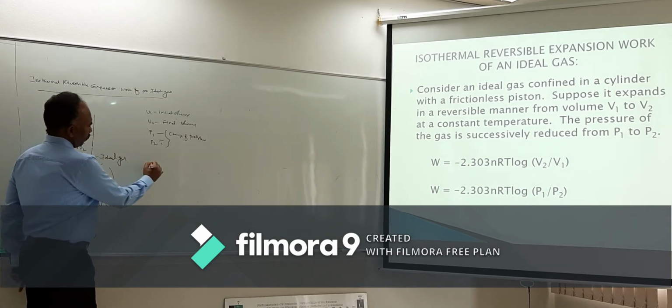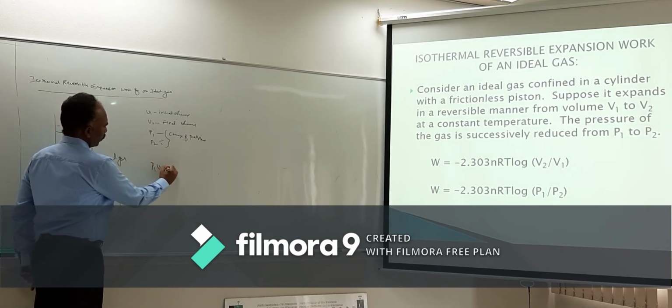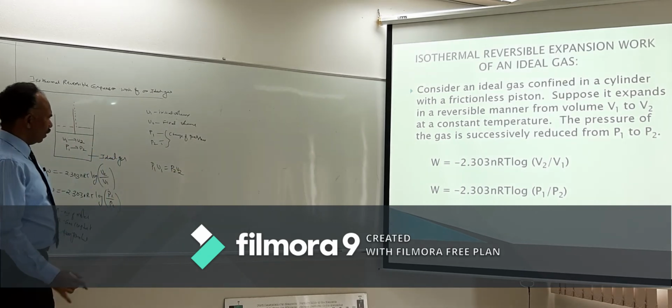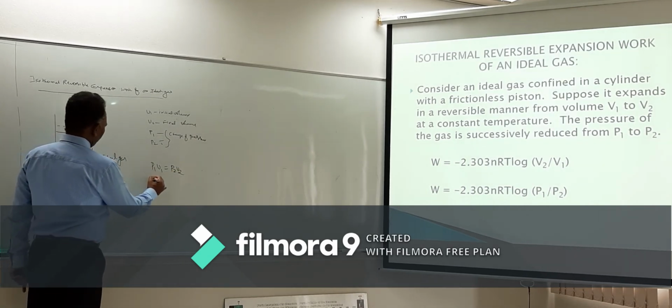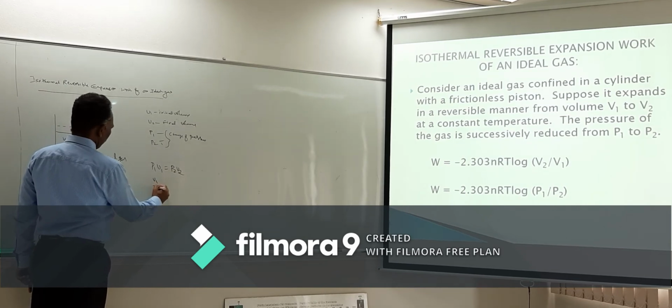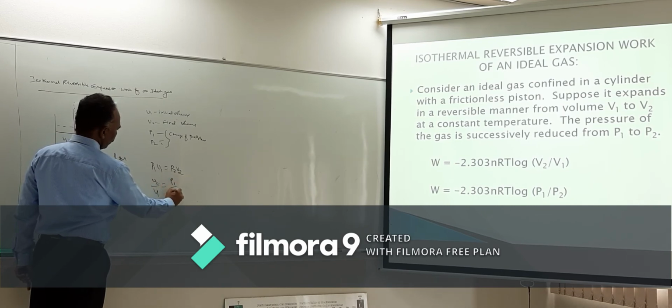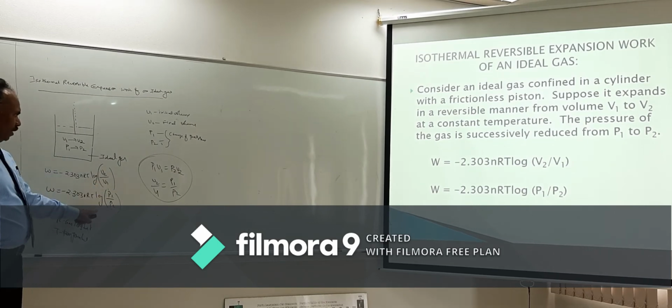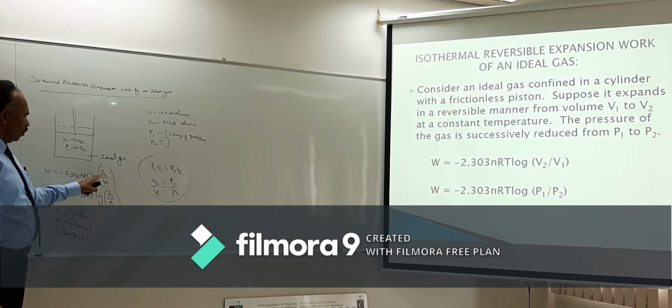We know that P1 V1 is equal to P2 V2. Already we studied this in the gas law. Therefore, V2 upon V1 is equal to P1 upon P2. So we are getting this relation. Okay. So V2 upon V1 can be written as P1 upon P2.